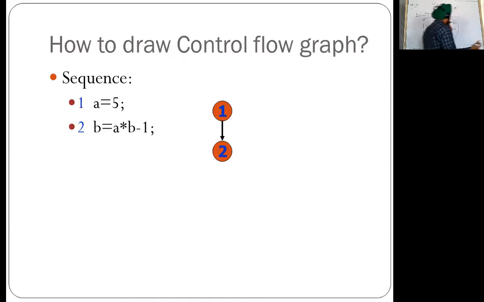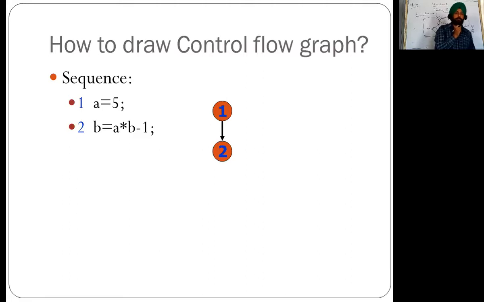For another case, if your program code is like two sequential statements, a is equal to 5 and b is equal to a into b minus 1, then it will have only two statements and two nodes, that is 1 and 2. This one means a is equal to 5. This 2 means b is equal to a into b minus 1. So it will have such a control flow graph. So how to make a control flow graph? It is an important thing.